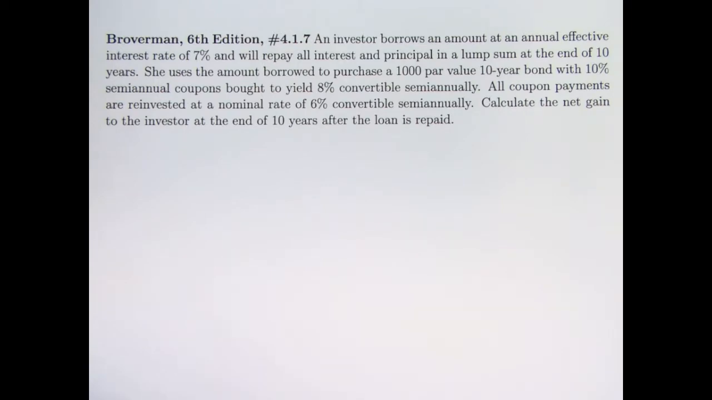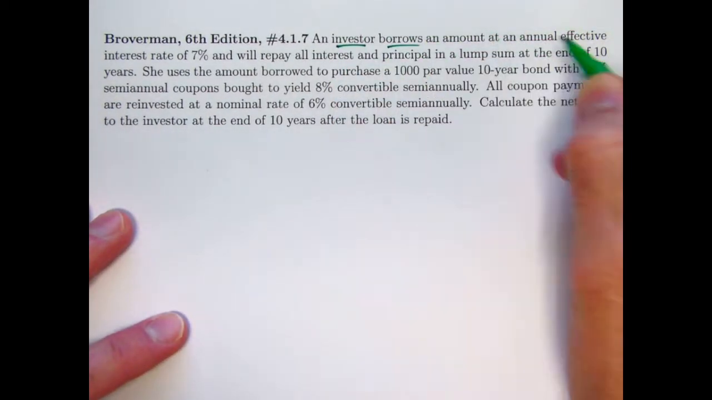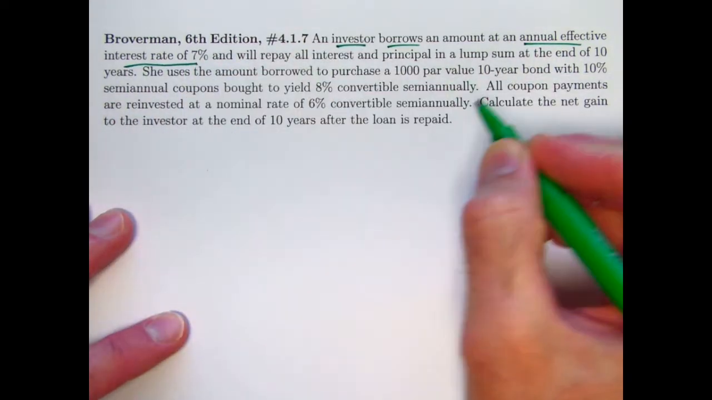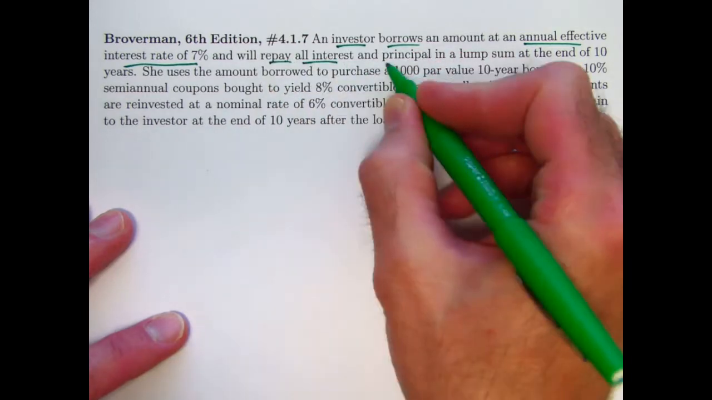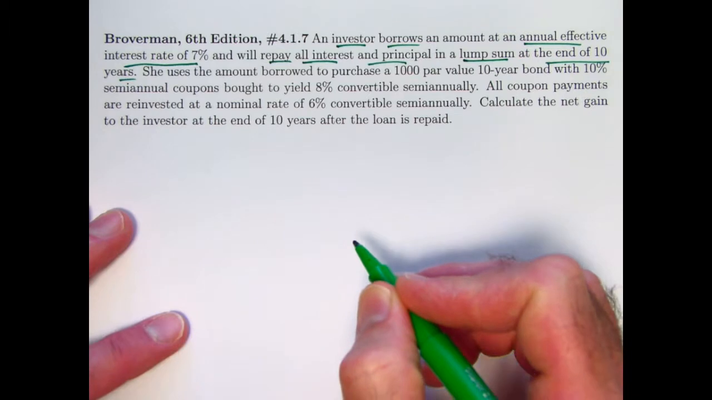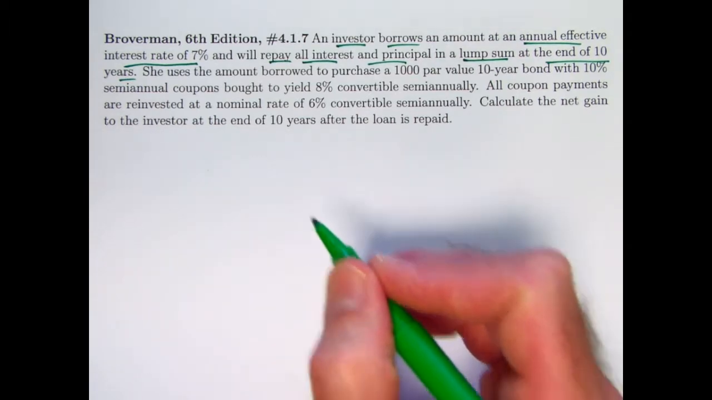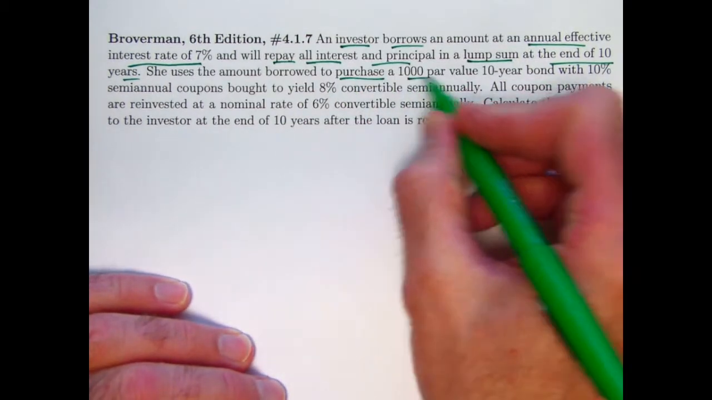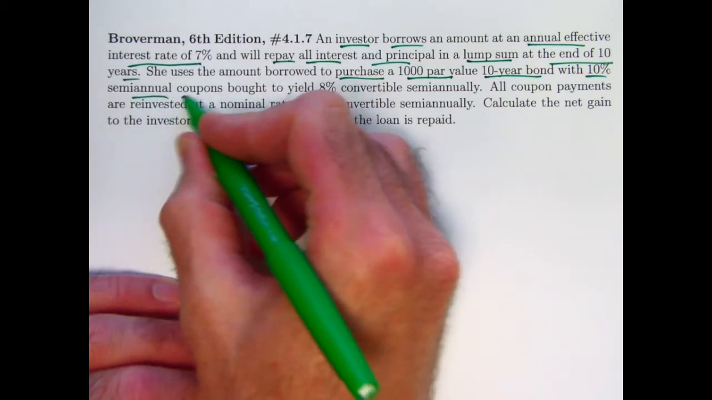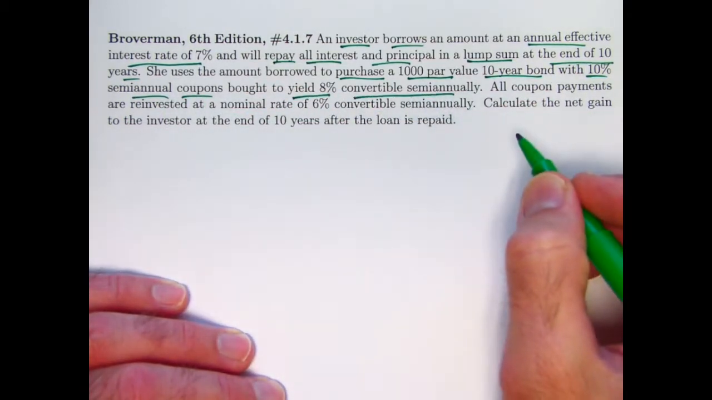Kind of a long description, a bit complicated. Break it down. So the investor is borrowing money, taking out a loan at an annual effective rate of 7% and is going to repay all interest and principal in a lump sum at the end of 10 years. She's going to use that money that comes from the loan to purchase a 1,000 par value or face value 10-year bond with 10% semi-annual coupons with a yield of 8% convertible semi-annually.